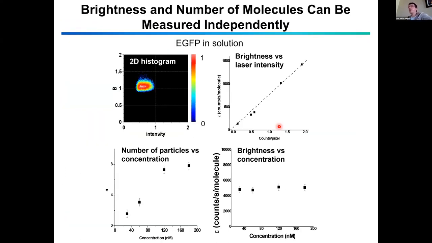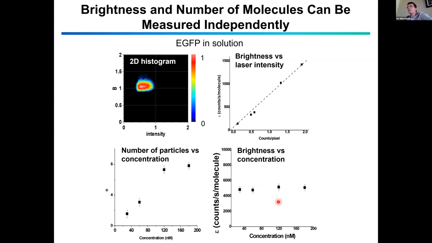A few more validations of the number and brightness principle. EGFP, the green fluorescent protein, again in solution. This is the 2D histogram of brightness versus intensity. You see that the average is slightly above 1. We can increase the measured brightness by changing the laser intensity, and it changes as expected. We can change the concentration and get a different average number of molecules, so that scales nicely as well. On the other hand, if we increase the concentration, the brightness does not change, which is expected because we still have a solution of monomers in the end.